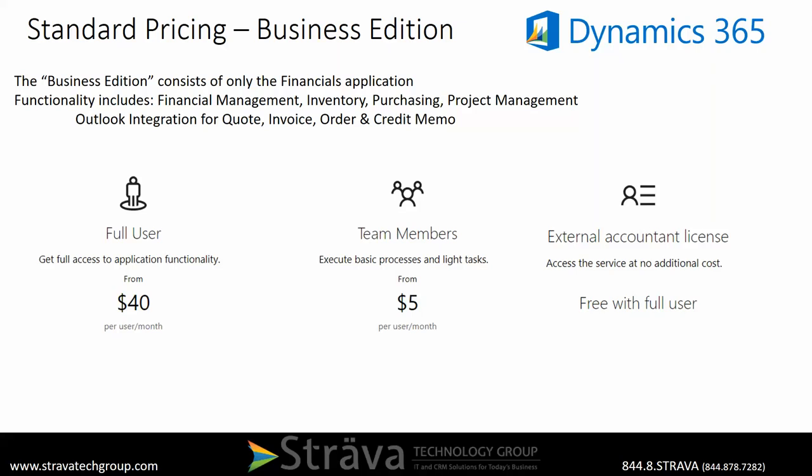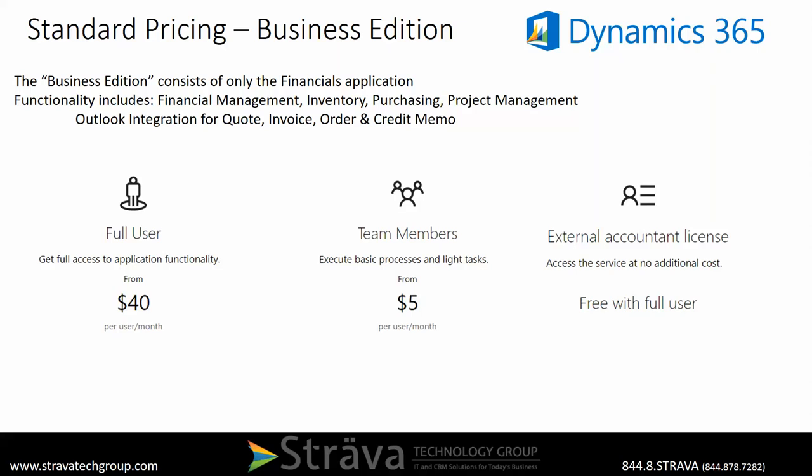So in that scenario, you could simply license the Business Edition, which down below you'll see it's $40 per user per month. And then you could also license the Enterprise Edition applications or plans that you need, like sales, marketing, customer service, etc. So you can combine the Business Edition and the Enterprise Edition applications or plans to create a full suite for your business.